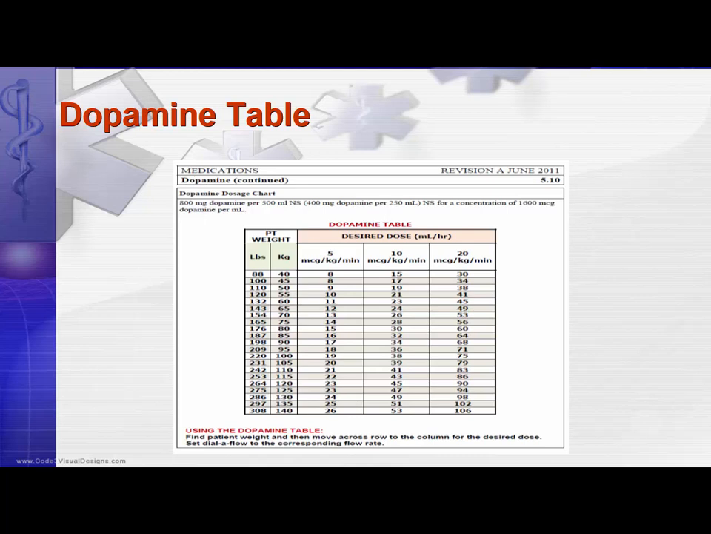And then with this, they actually say find the patient weight and then move across row to the column for the desired dose. Set a dial-flow to the corresponding flow rate. So that makes it a little easy if you got a dial-flow in there and you can get it. And that does make it a little bit safer too. Your big thing here is that you just want to make sure that it is in a 1600 mic concentration if you're using this formula, which would be 800 milligrams in 500 milliliters, or 400 milligrams in 250 milliliters, which is the most common one that I've seen on the ambulance. Okay?